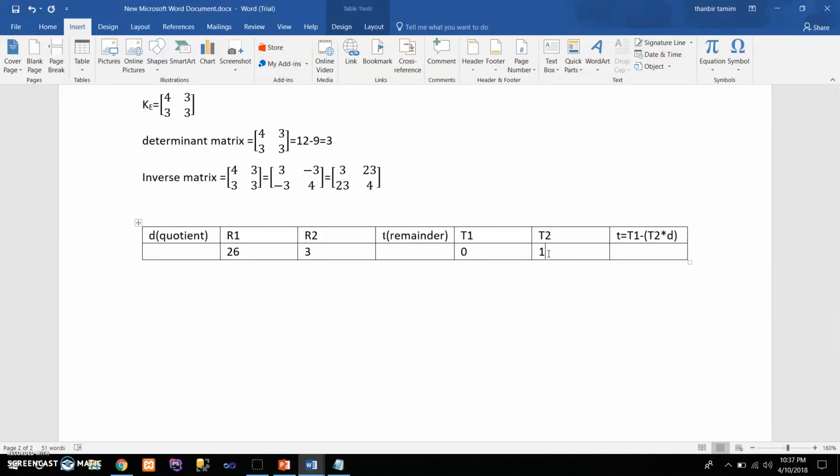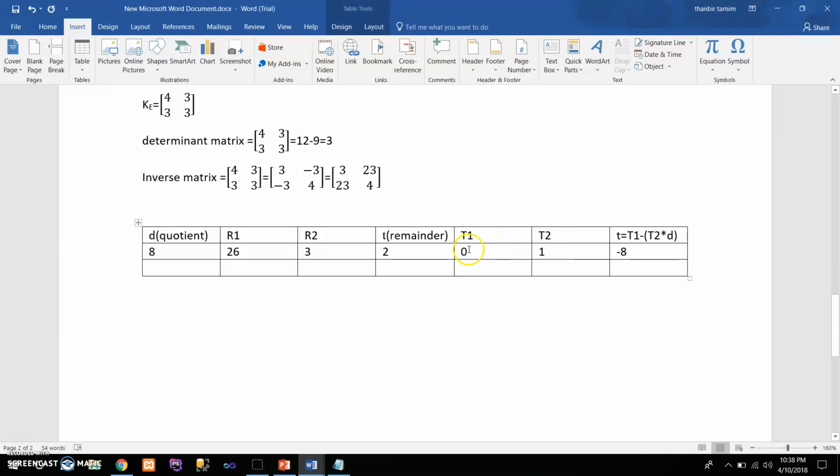And at last, this is the remainder: we divide 26 by 3, and whichever remainder we get, we will write it here, and the quotient we get, we will write here. So our quotient will be 8, and the remainder will be 2. So in the next line, we also have an equation. By using this equation, we can get the value of t.